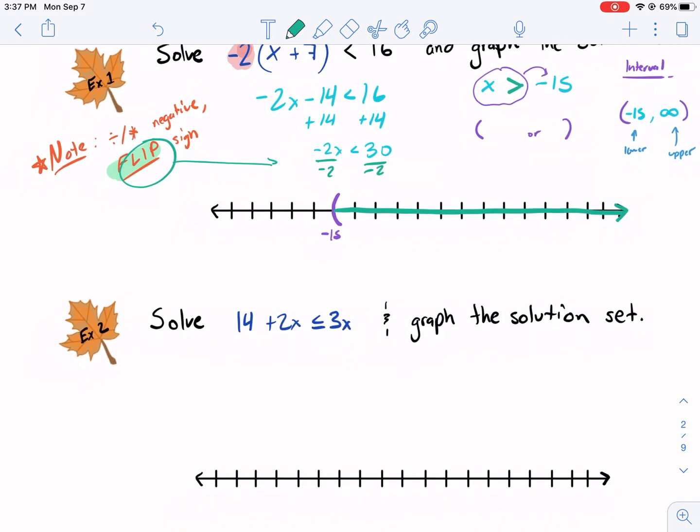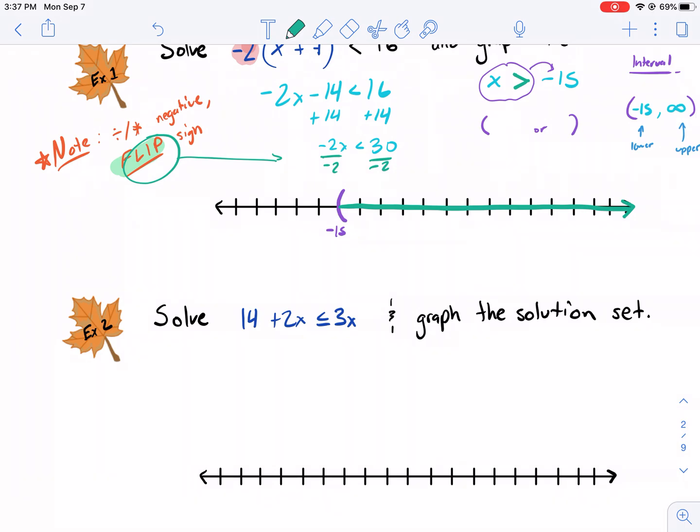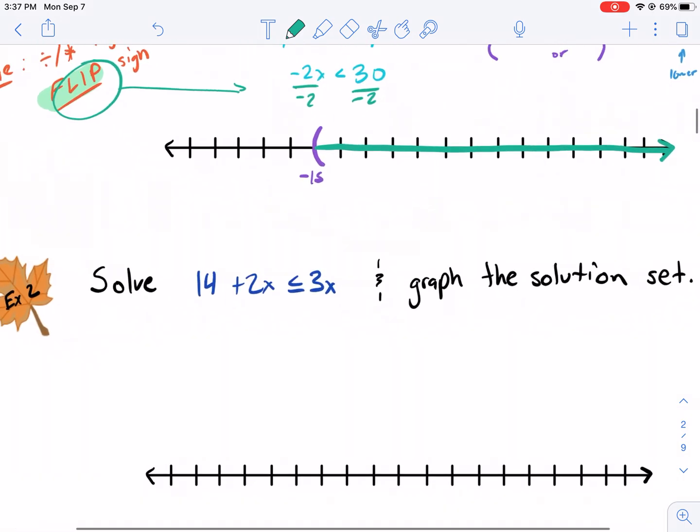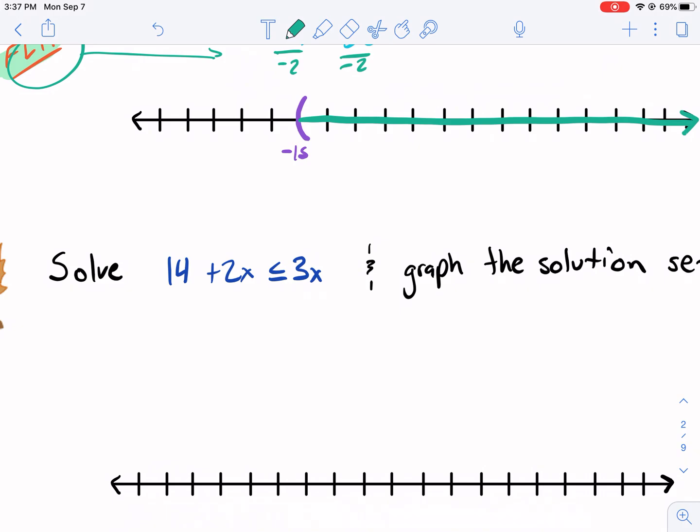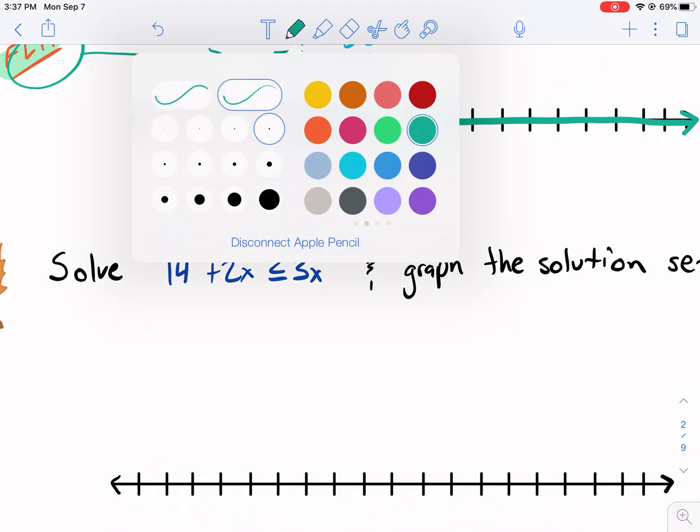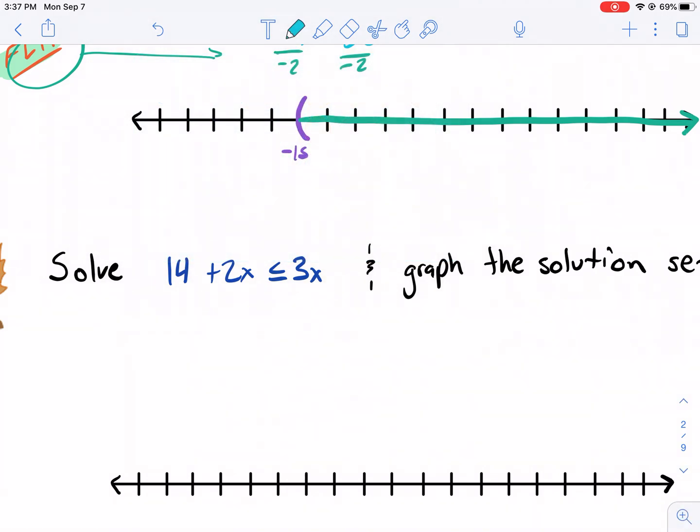Number 2, very similar problem. It says solve 14 plus 2x is less than or equal to 3x. I like this one because it has x on both sides. This is a common equation type that we need to solve. So the first thing we're going to do is I like to move the x's first. So we're just going to subtract 2x from both sides, and we get x is greater than or equal to 14.